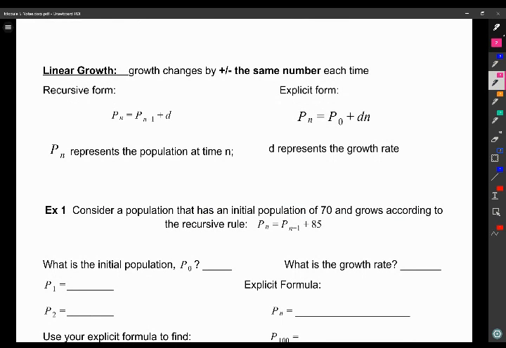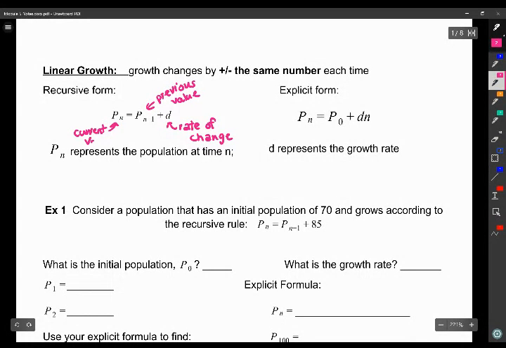And so if we think back, P sub n is what our value is at the end of a certain time. P sub n minus 1 is the value that happened previously, and D is the rate of change. So this is how it's changing. So this is the rate of change. This is your previous value. And this is the current, the one you're looking for.